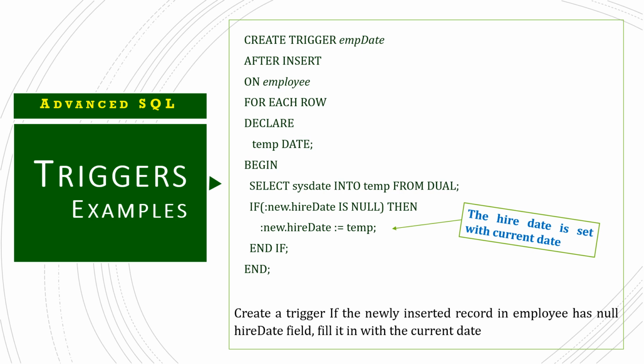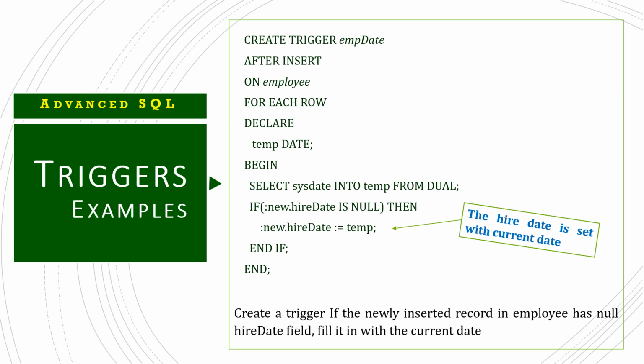So the time of the event is after, and what is the event? Insert. So we have to fire this trigger after insert. Now let's create the trigger. Create trigger emp_date, where emp_date is the trigger name. Create trigger emp_date after insert on employee, for each row, declare temp date.